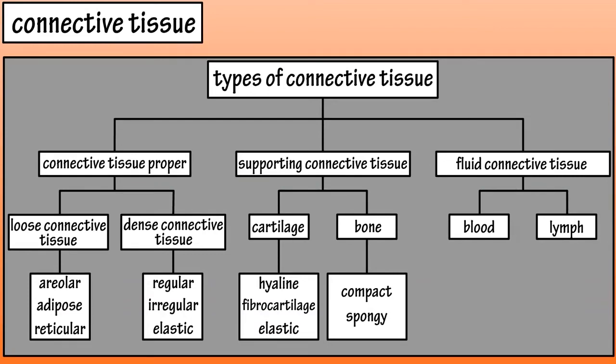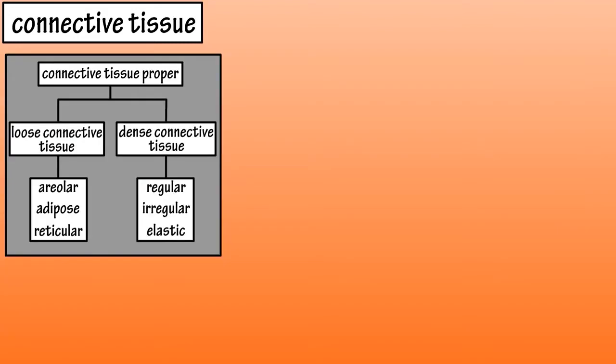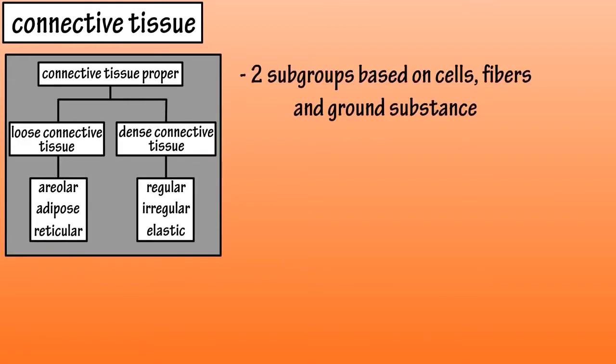Now we're going to go through the various types of connective tissues and the basic structure of each of these types. On the screen is a board with the different classifications of connective tissues. As you can see, there are three main classifications: connective tissue proper, supporting connective tissue, and fluid connective tissue. Connective tissue proper, which is sometimes referred to as fibrous because it has many fibers in its extracellular matrix, is divided into two subgroups based on the proportions of cells, fibers, and ground substance.